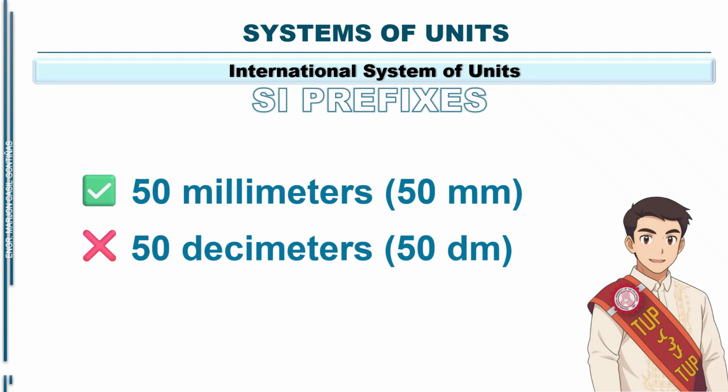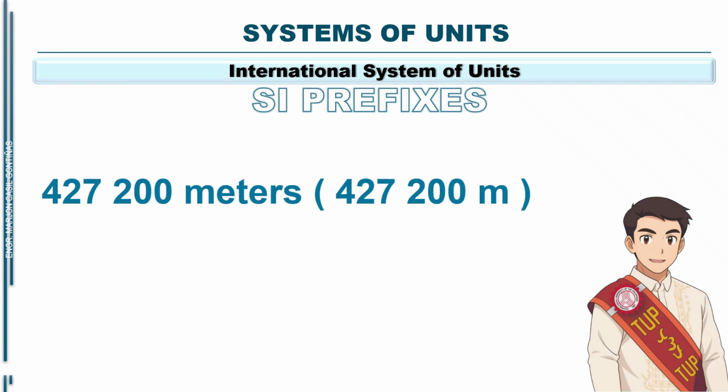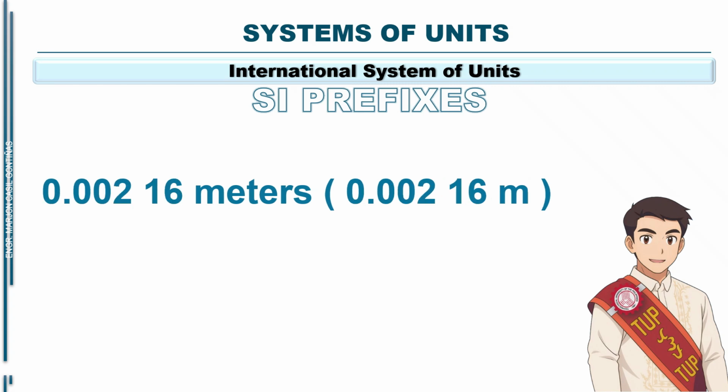Now, why does this matter? Because using the right multiple or submultiple makes your numbers easier to write, read, and work with. Another example: it's simpler to write 427.2 kilometers instead of 427,200 meters. Or to write 2.16 millimeters instead of 0.00216 meters.